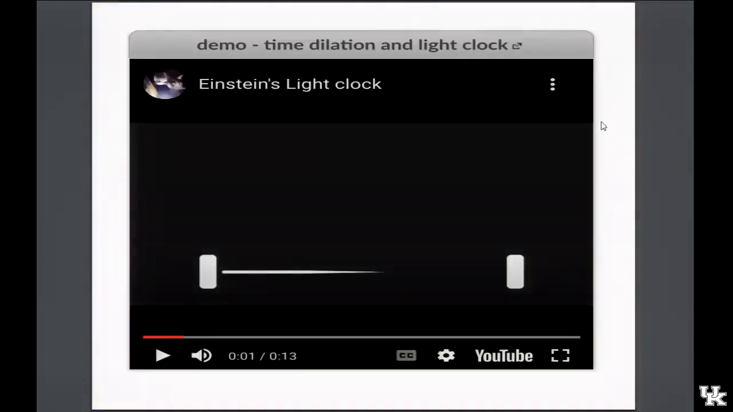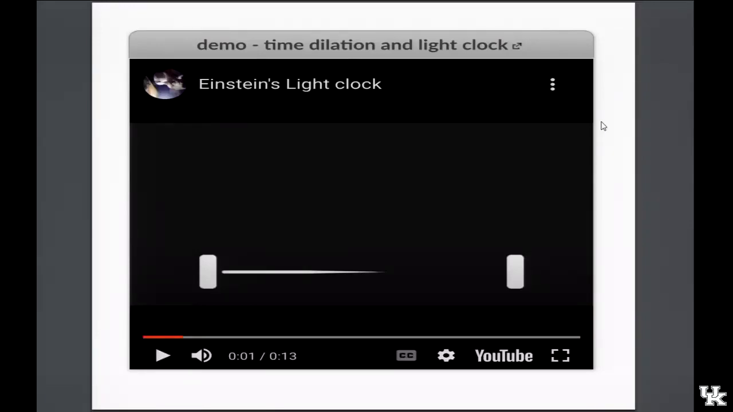I got a little video to try and show this. This video involves what's called a light clock. A light clock is built out of two mirrors that reflect a beam of light backwards and forwards. And one tick of the light clock is the time it takes the light to travel from the left to the right and bounce back from the right to the left. That's a tick.